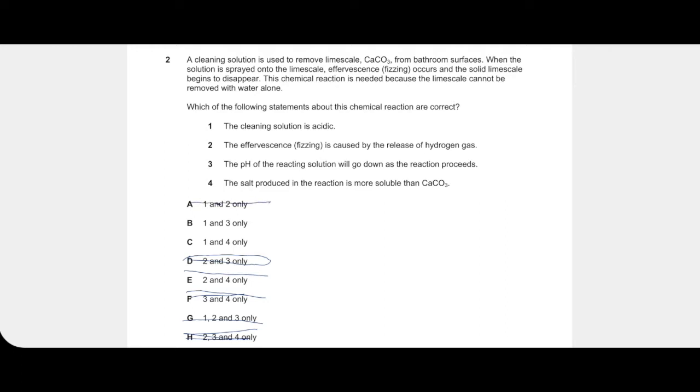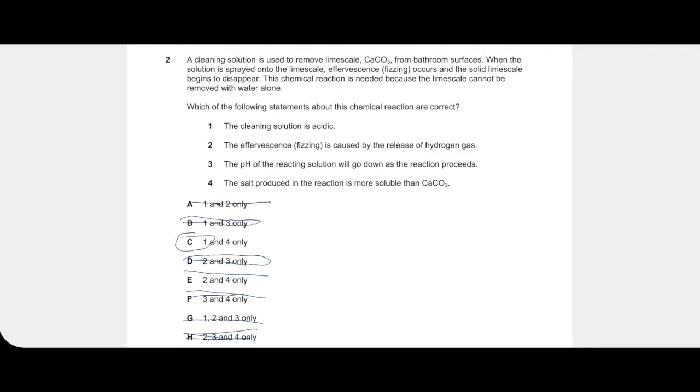Moving on to statement number 3. The pH of the reacting solution will go down as the reaction proceeds. That is incorrect because the reacting solution is acidic. Acidic things have a low pH, so below 7. And as that reacts with the salt, the pH will actually increase. So 3 is incorrect. And that leaves us with option C as our answer.